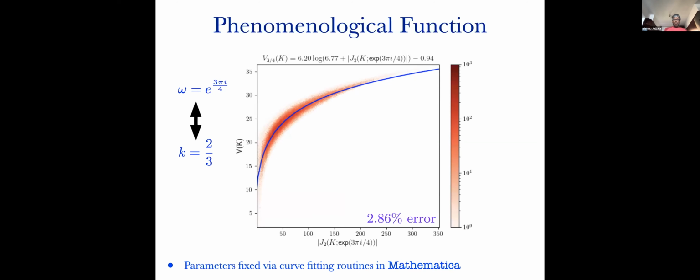All right, so we found the best phase was 3 pi i over 4. And we find that if we plot the evaluation of the Jones polynomial at this particular phase against the volume, this tracks very nicely a logarithmic curve. So the best value of the phase corresponds to fractional level k equals 2/3. And the parameters in the curve fitting were done using Mathematica.